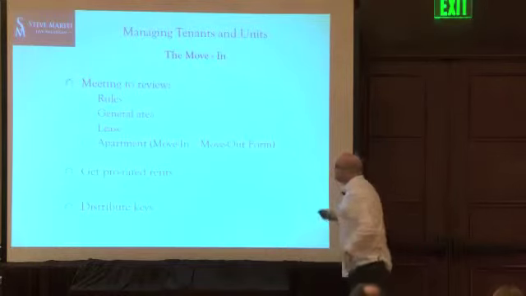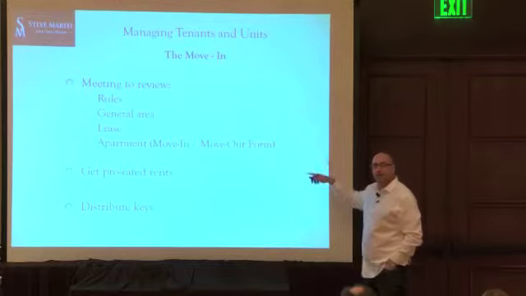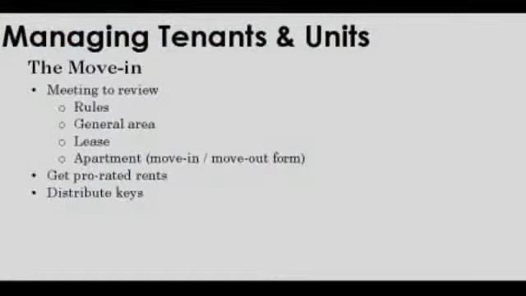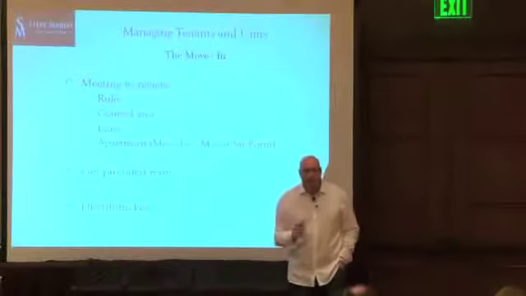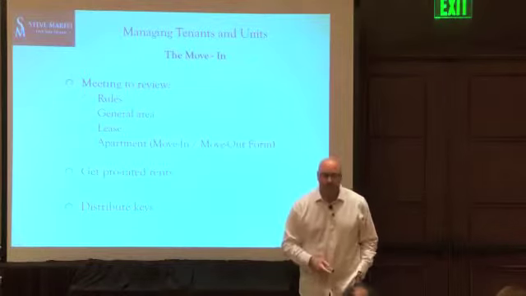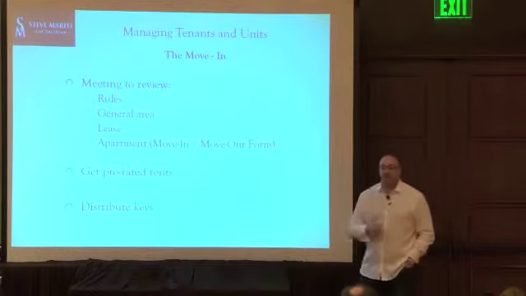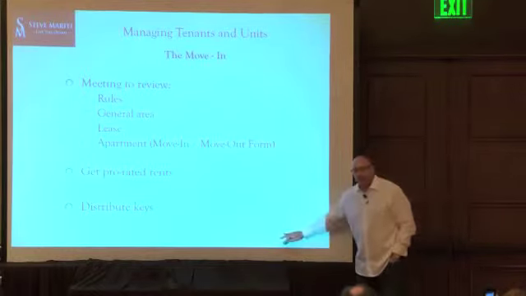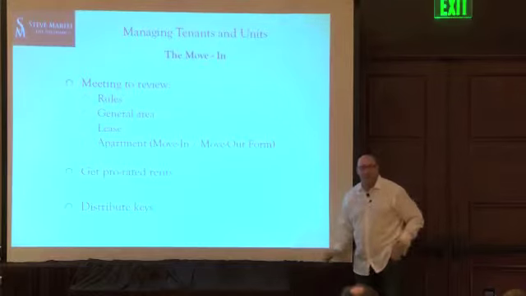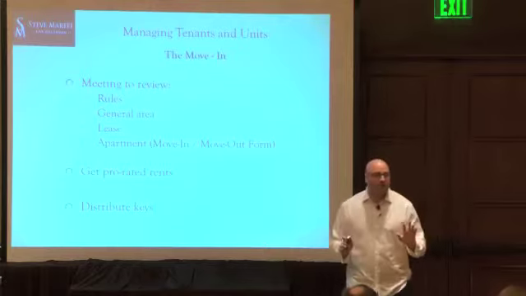So again, in the meeting, you're reviewing the lease, the general area, and the rules. You want to pull out the move-in, move-out form, and you're going to be filling this thing out. Now, notice the sequence here. I talked about earlier the importance of getting the security deposit when you approve them. But more importantly, I think it's important to get the prorated rents, then hand over the keys, just like I was mentioning yesterday.